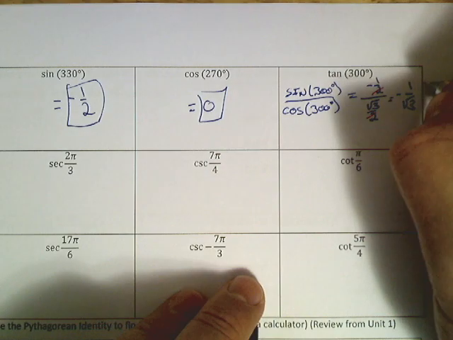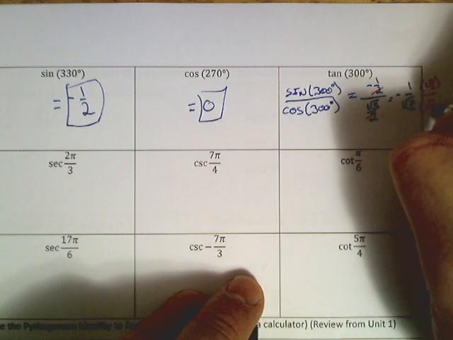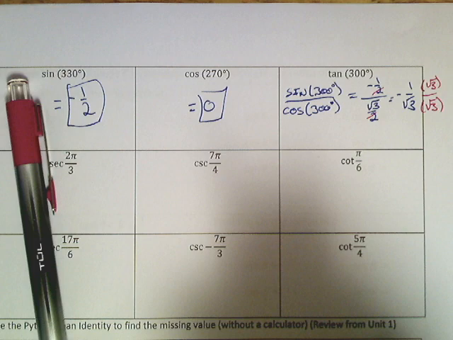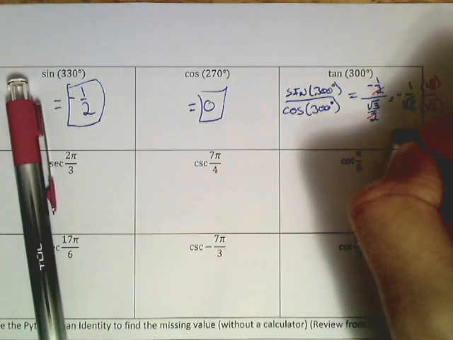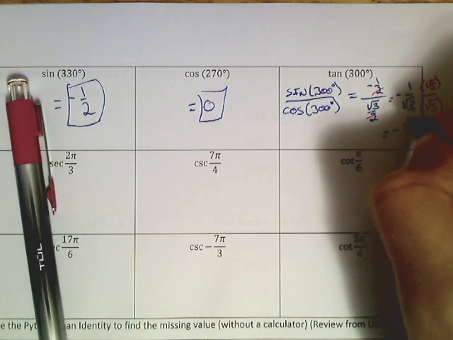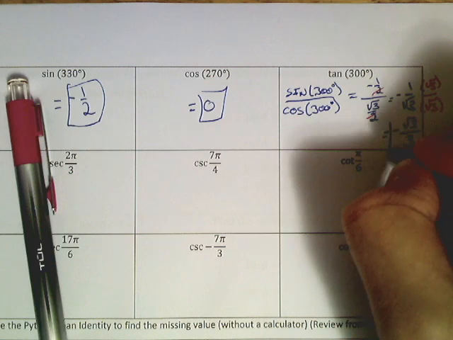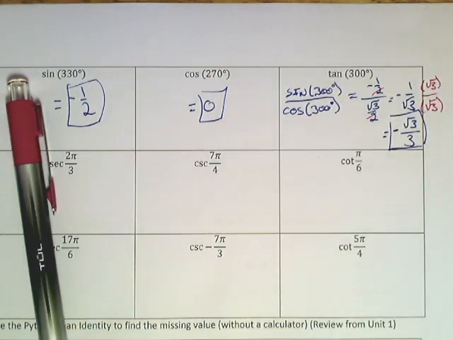We cannot have a radical in the denominator, so we're going to multiply top and bottom by root 3, which should give us a negative. So 1 times root 3 is root 3. Root 3 times root 3 is 3. There we go.